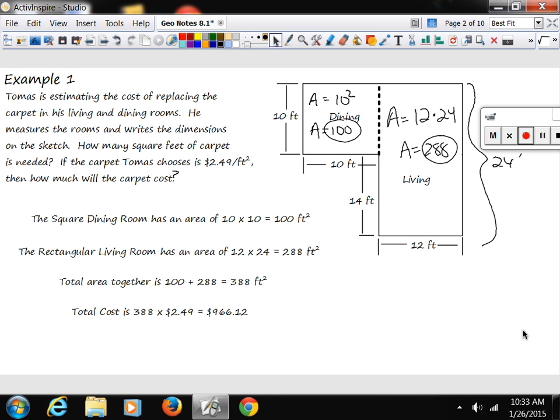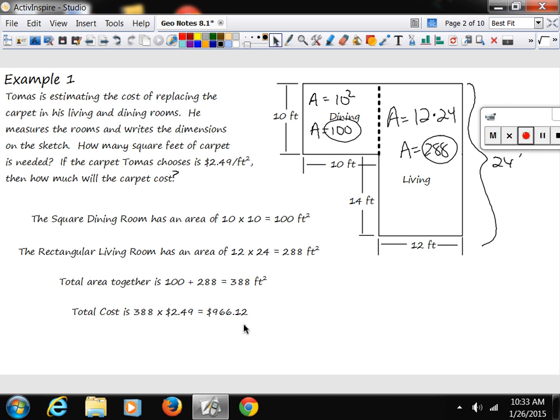The tax on both of those things. So he's going to end up paying probably closer to $2,000 for everything when he's done paying for that carpet. So he's got to put all that stuff into account. How much is this going to cost? This $966.12 is just the cost of the carpet. That's nothing else involved. That's only his carpet cost, and then you have to do tax and all this stuff.